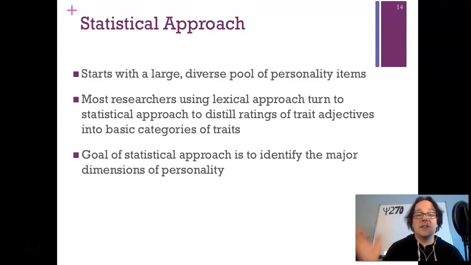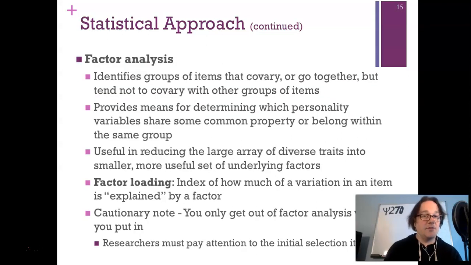So the goal of the statistical approach is to identify the major dimensions of personality. So on what axes do we exist? So instead of thinking of personality as individual traits, the statistical approach will often try to approach personality from a continuum type of perspective. And how does it do that? Well, through mostly what's known as factor analysis.